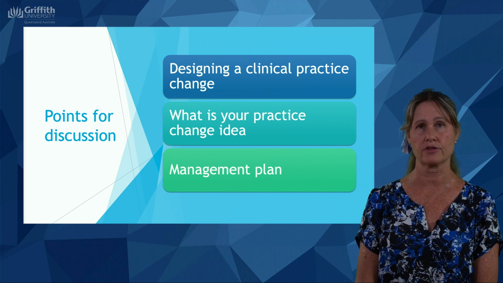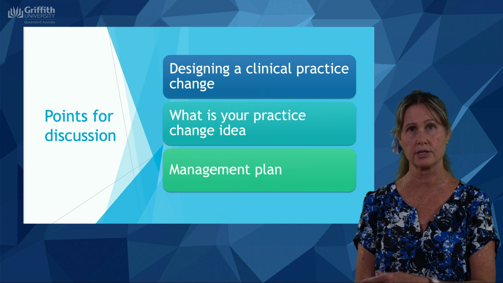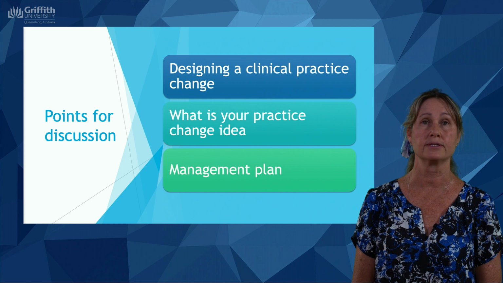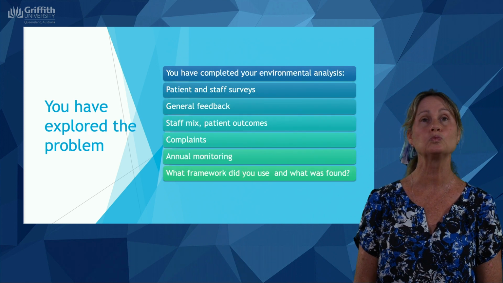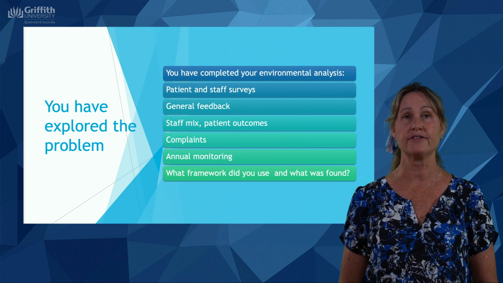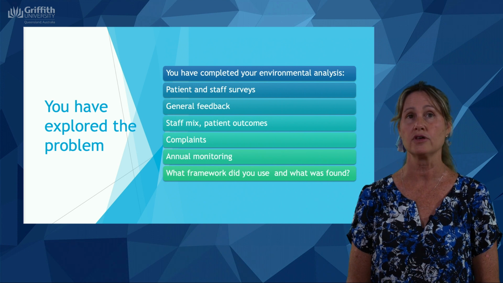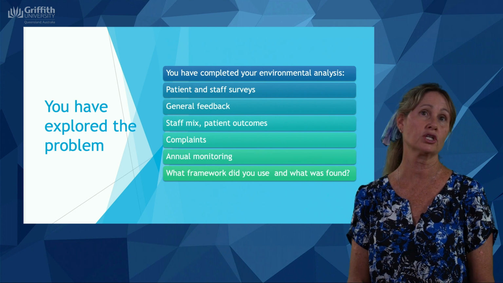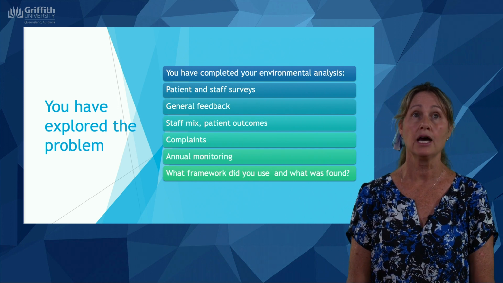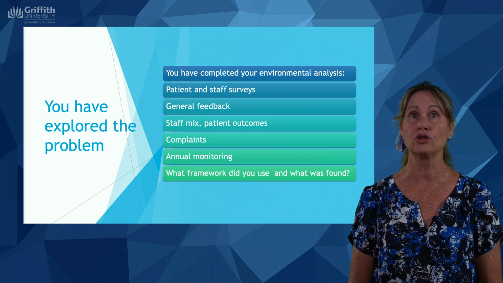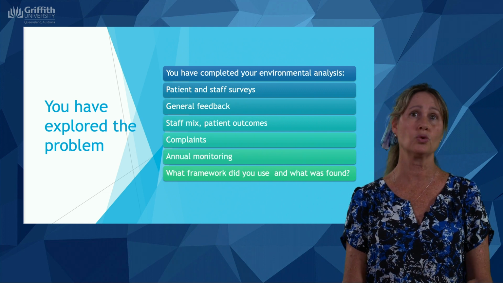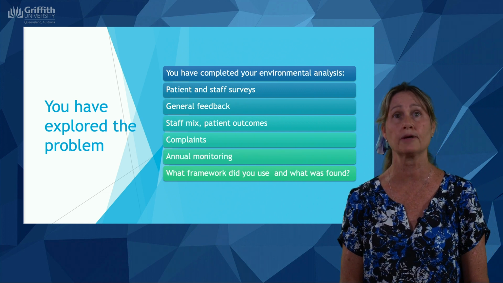But the whole purpose of the 3 assessment items was that you built one to the next one and then presented this management plan. What we're going to present is a management change plan. So you've completed your environmental analysis and you may have explored different aspects. You may have done observation, general feedback. You might have looked at staff mix and patient outcomes, complaints. You might have looked at the annual monitoring in relation to a particular aspect that's completed on your ward, IV changes, central line dressings, etc.